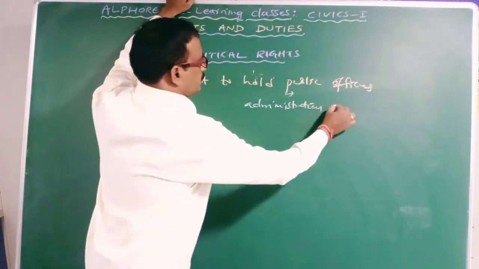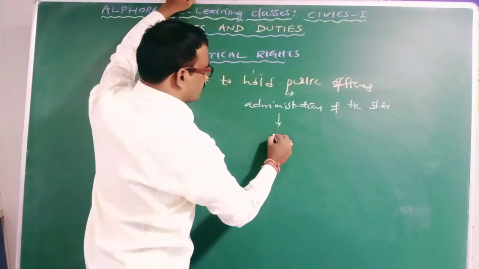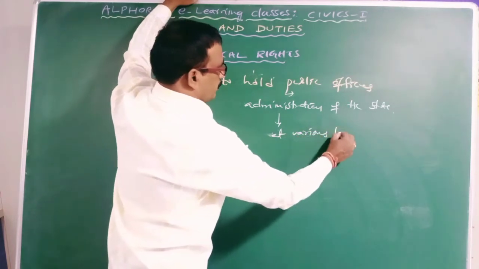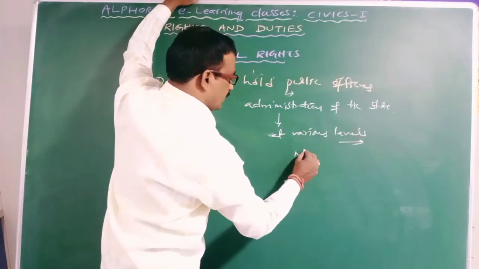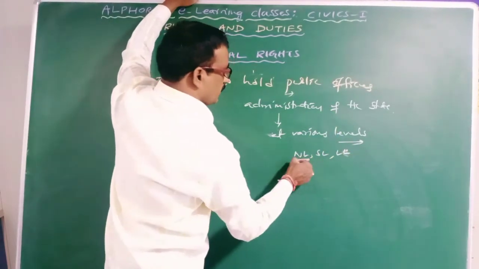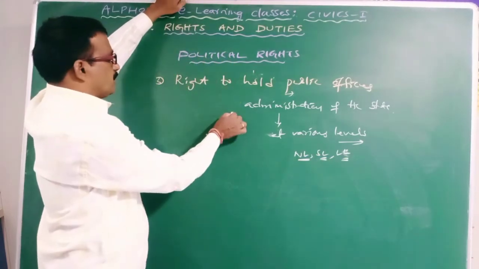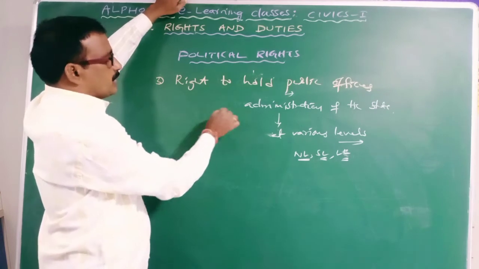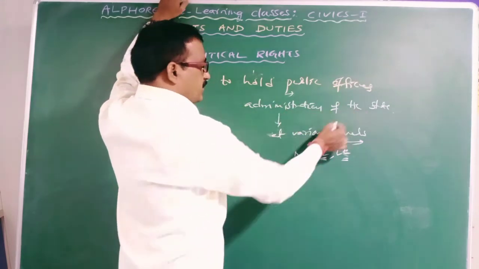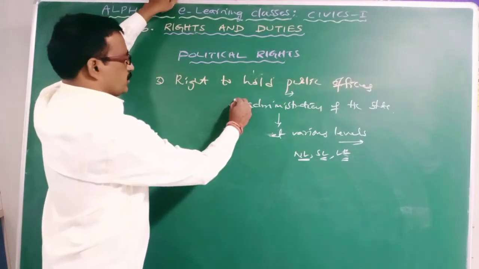Administration of the state at various levels. At various levels means at national level, state level or local level. Clear? So this right provides the freedom or opportunity to individuals to hold public offices involved in the administration of the state at various levels. So it is one thing.